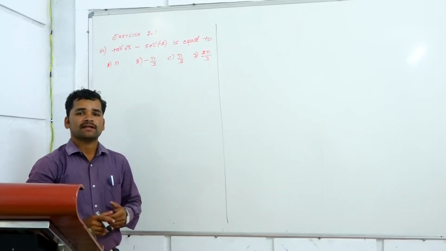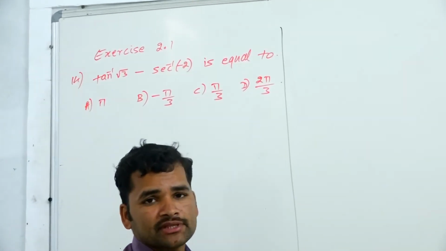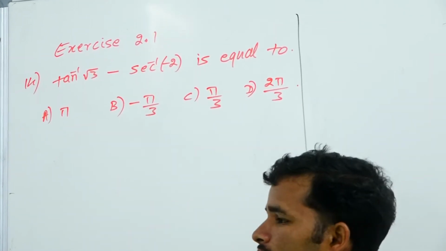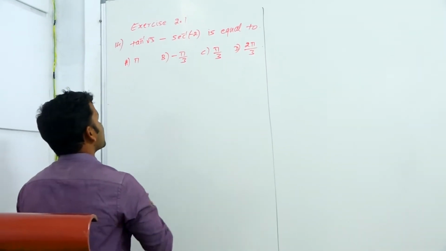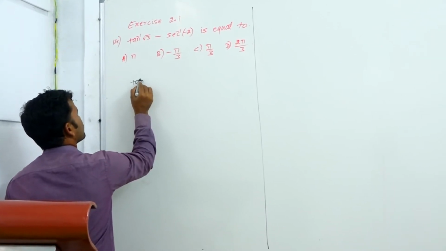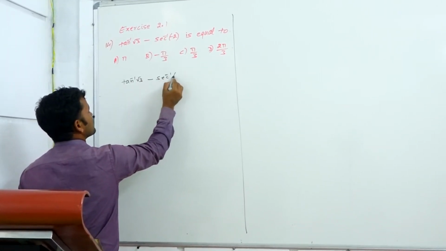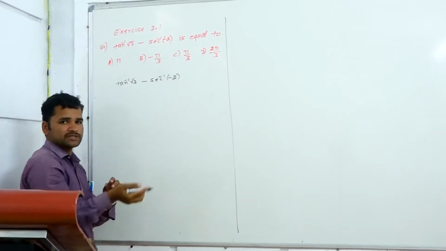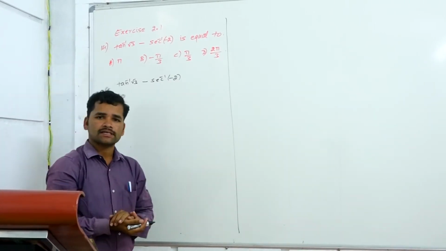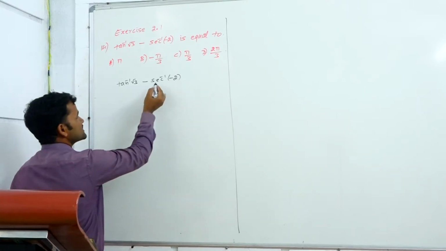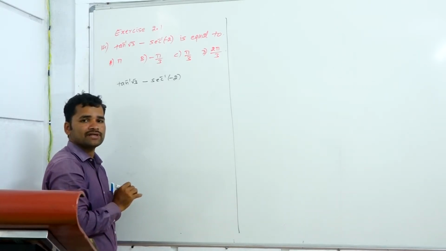Dear students, welcome back. In exercise 2.1, we were left with one more problem, that is problem number 14. It says tan inverse of root 3 minus secant inverse of minus 2 is equal to what? See, tan inverse of root 3 we can write the value for directly, but secant inverse of minus 2, secant inverse of a negative value, is there.